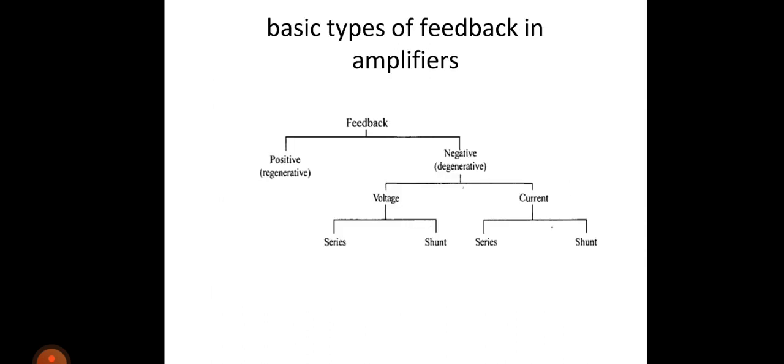So, there are two types of feedback amplifiers: one is positive feedback and the other is negative feedback. Positive feedback is also known as regenerative feedback. Negative feedback is also known as degenerative feedback. Again, negative feedback is classified into two types, voltage and current. So we have voltage series feedback, voltage shunt feedback, current series feedback, current shunt feedback. All these are nothing but negative feedback amplifiers.